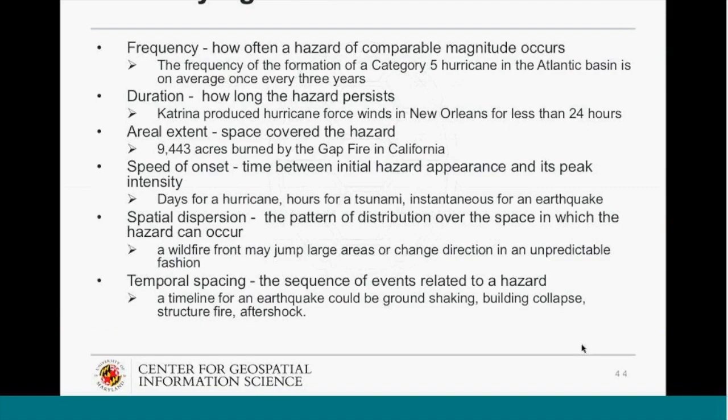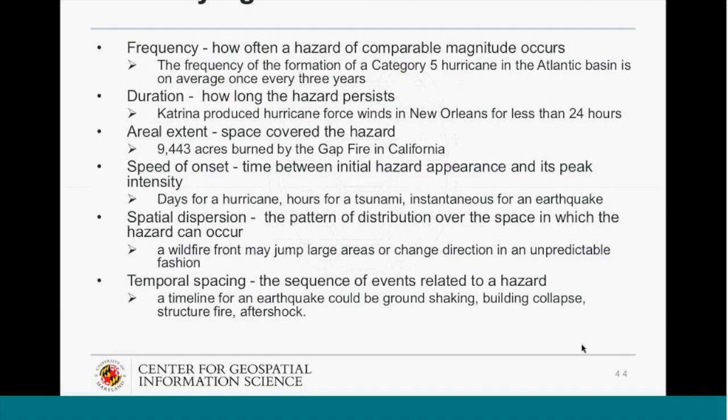So let's talk a little bit more about how we actually measure things, right? How do we quantify hazards? There are a lot of different ways. I tried to break them up into some of the more typical questions that you would consider and that you could measure. So for example, frequency: how often a hazard of comparable magnitude occurs, right? Here we can develop statistics like the frequency of the formation of a Category 5 hurricane in the Atlantic Basin is on average once every 3 years, right? There you go, useful information to know.